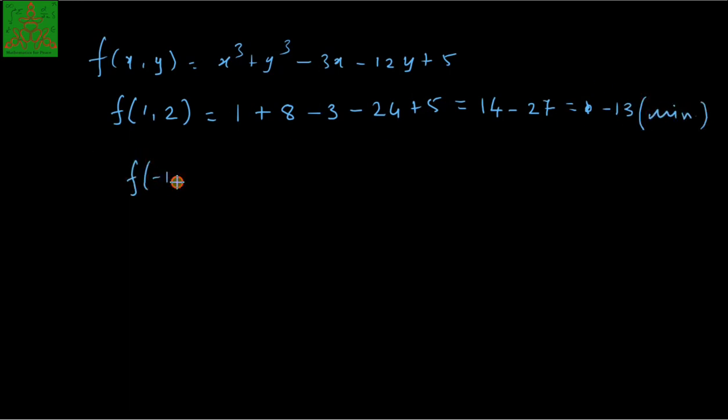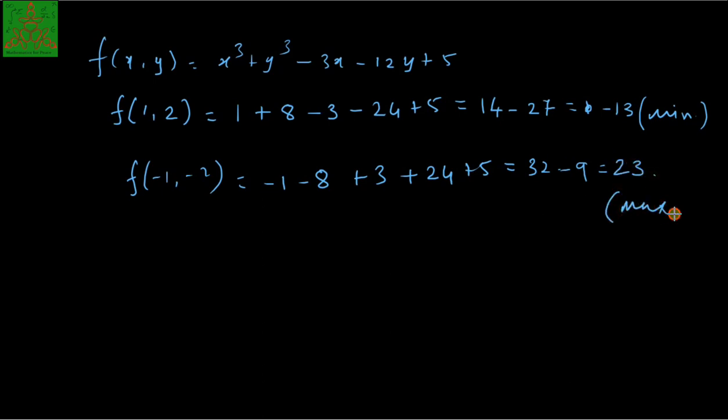And f(-1, -2) will be minus 1 minus 8 plus 3 plus 24 plus 5. So that's 32 minus 9, equal to 23, which gives you the maximum value of the function.